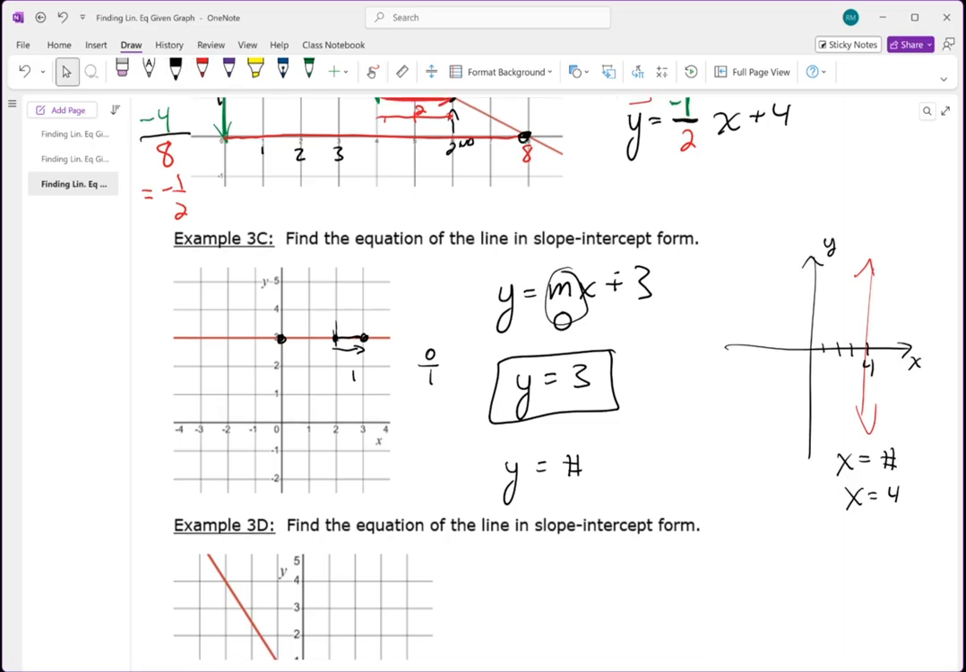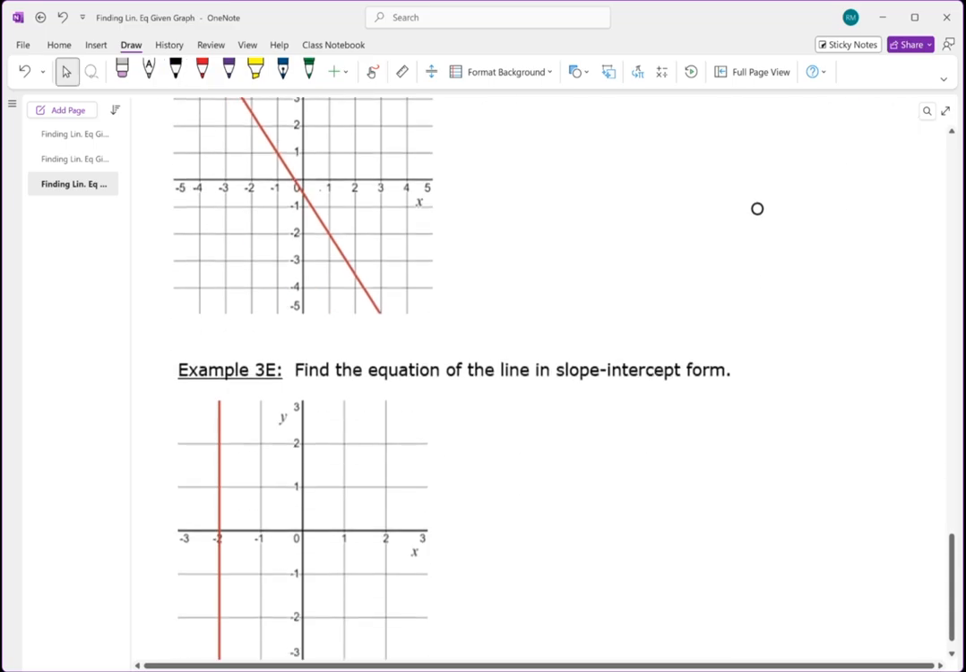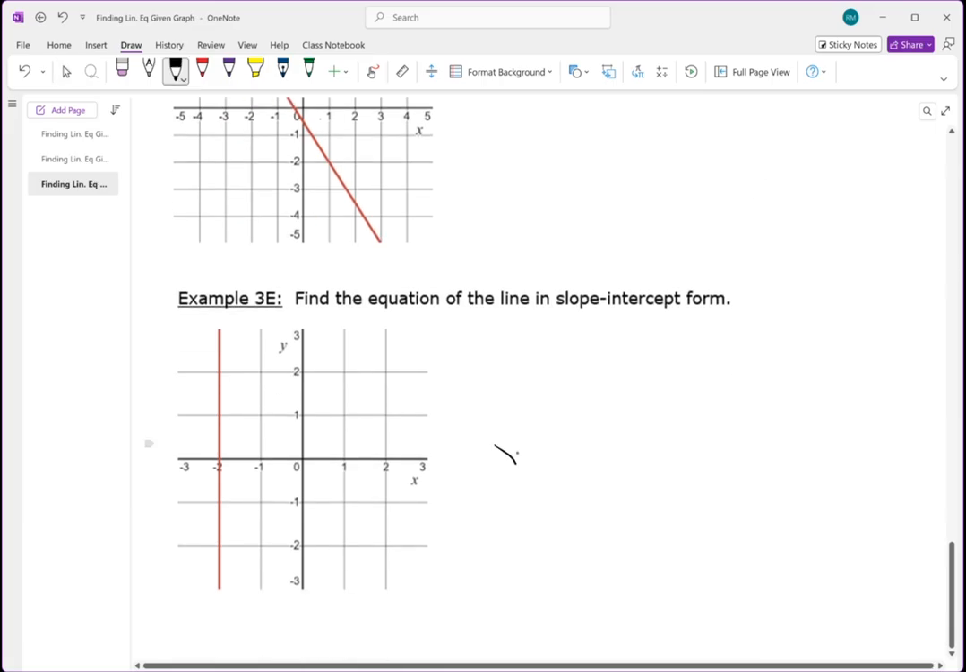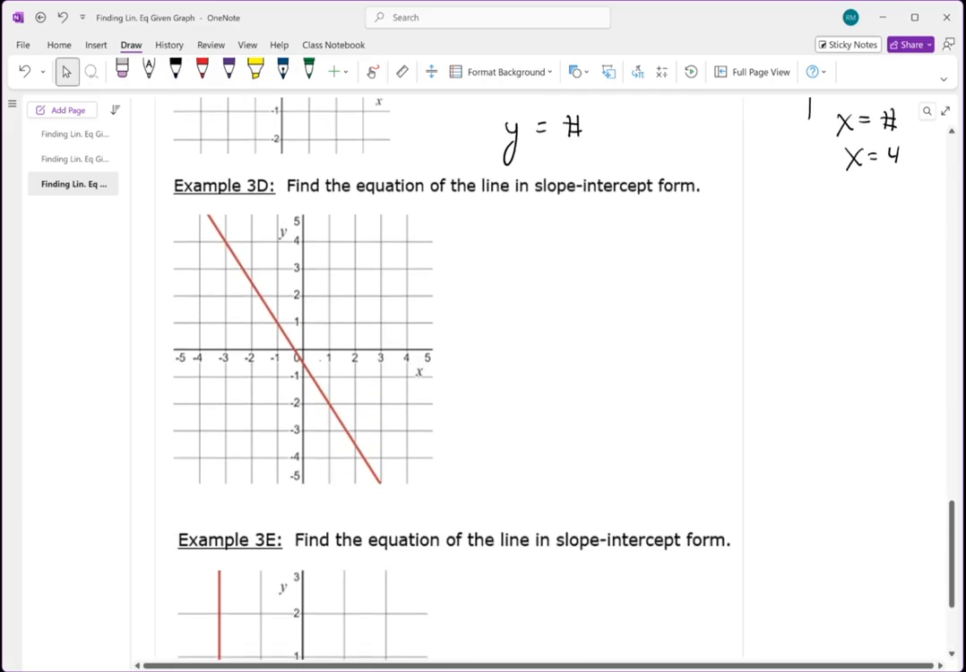So let's do one more. And this one is challenging because if you look at it, my y-intercept is at a fraction value. Oh, look. X would be -2 here because it's a vertical line. But my y-intercept is a little bit harder to find. So in this case, it looks like it's at -1/2, but if I'm not sure, then I'm going to go ahead and find 2 points on the graph, and I'm going to try and find my slope.